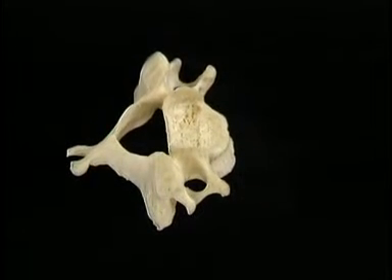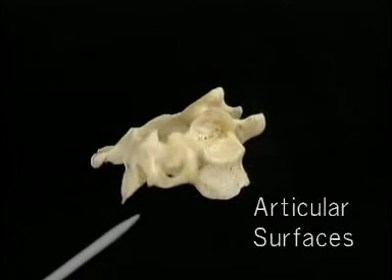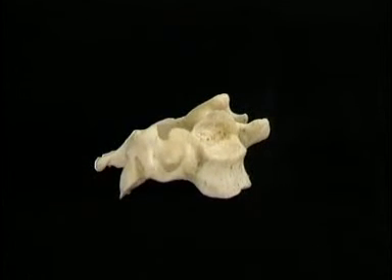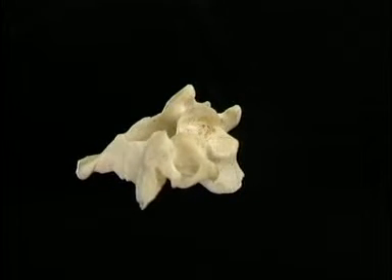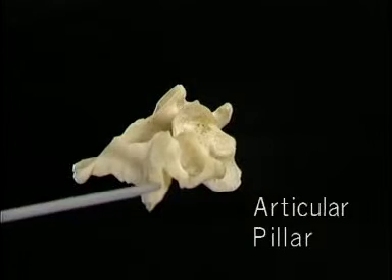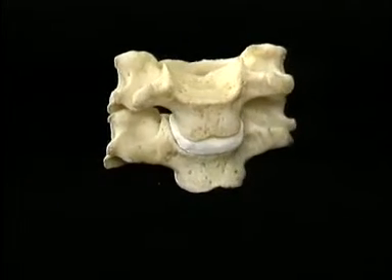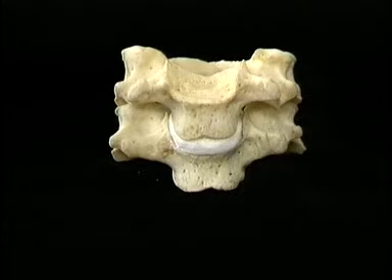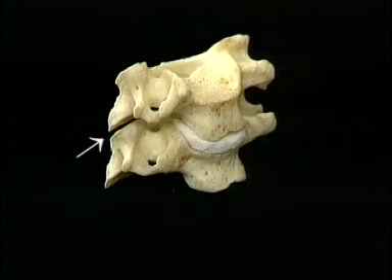On each side there are two articular surfaces, one above and one below, which form the intervertebral joints. The articular surfaces slope upward and forward. They're connected by this mass of bone, the articular pillar. Each vertebra is joined to its neighbors by an intervertebral disc in front and by two intervertebral joints behind, one on each side.